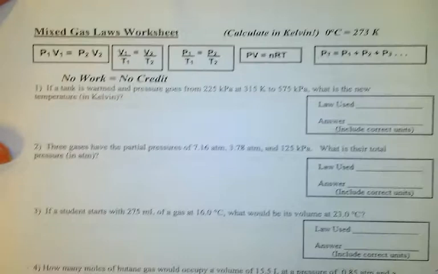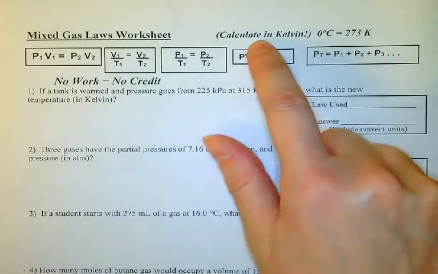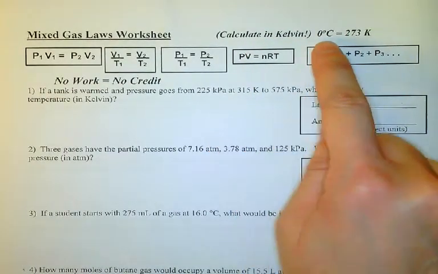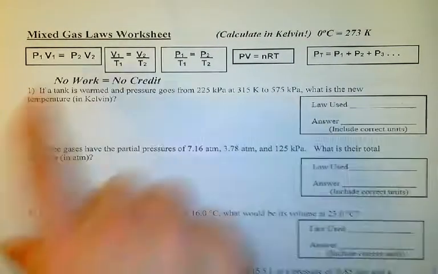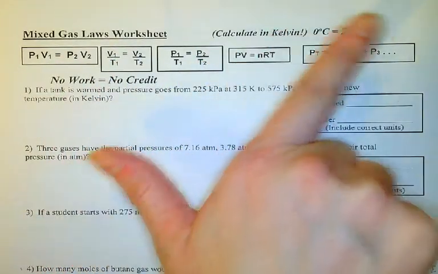Here we are doing it all mixed up. So the same rule holds. We calculate in Kelvin, which means anytime they give it to you in Celsius, you have to add 273 for it to be in Kelvin. And then you're going to be using one of these 5 equations.